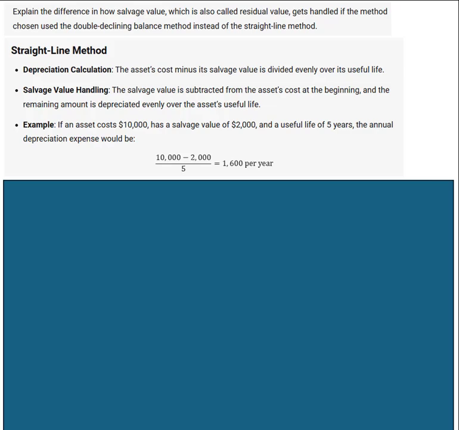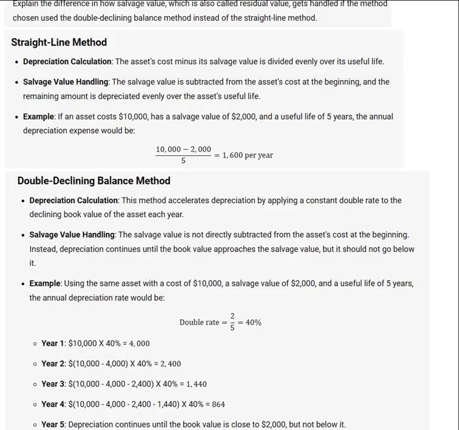Next, let's take a look at the double declining balance method. Now, with the double declining balance method, or any declining balance method, what we see is that depreciation is higher in the early years. We accelerate the depreciation in the early years, and it decreases over time.